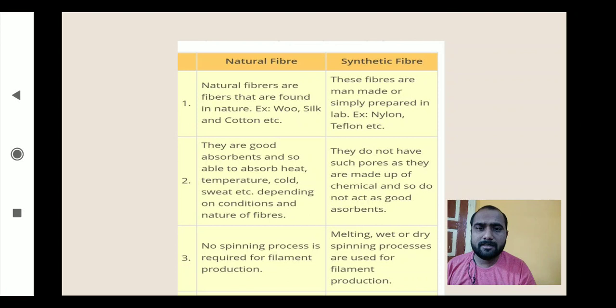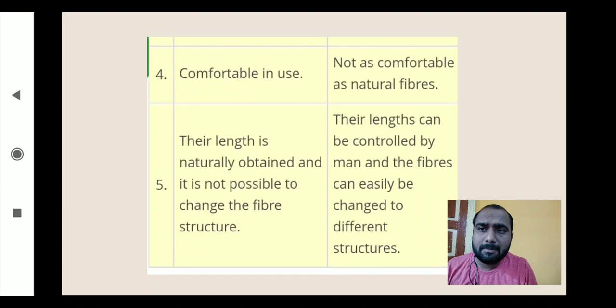So let us see the next point. That is the fourth point: natural fibers are comfortable in use, whereas synthetic fibers are not as comfortable as natural fiber, as I already said. After that, number five: their length is naturally obtained and it is not possible to change the fiber structure. So length is naturally obtained means how much it can be, or we can't change the structure of the fibers. Whereas in synthetic fiber, their lengths can be controlled by man, and the fibers can easily be changed into different structures. We can change its structure, we can change its length. It is in the control of the human being, so we can make these changes. Whereas with natural fiber, we can't do like that.